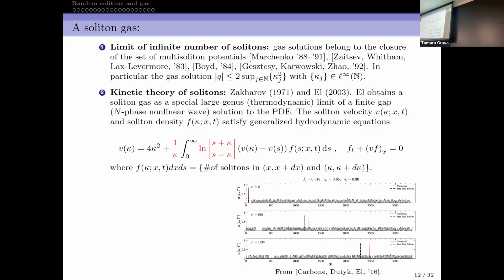These equations were first derived by Zakharov, but in the setting of the diluted gas. Diluted gas means you have the solitons far apart, and in the right equation where this v of kappa and v of s are replaced by the soliton velocity, so it will be 4 kappa squared, 4 s squared. Then later, 30 years later, Gennady El obtained this equation by deriving a soliton gas as a special large genus solution of finite gap potential in the limit.